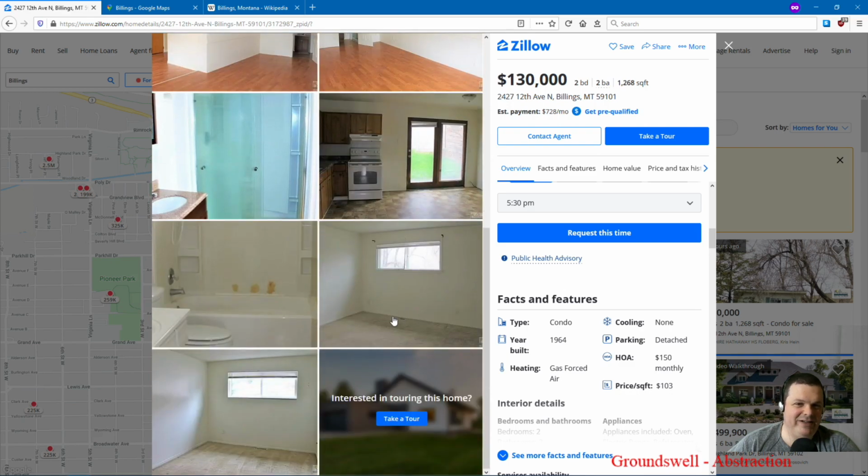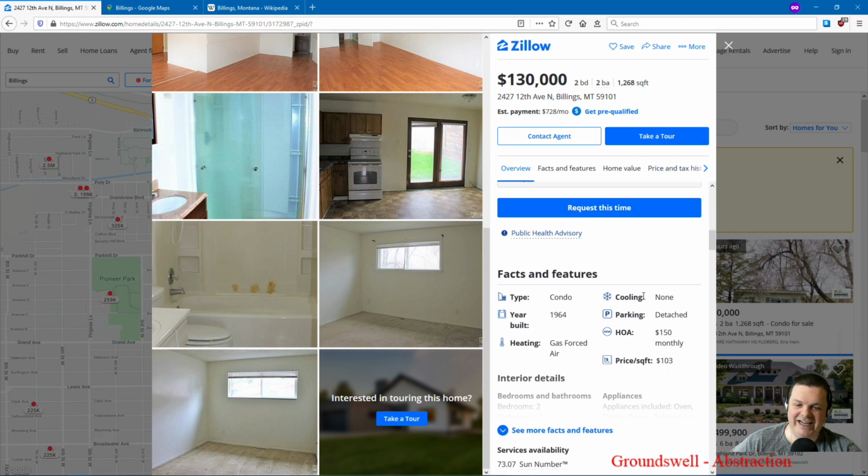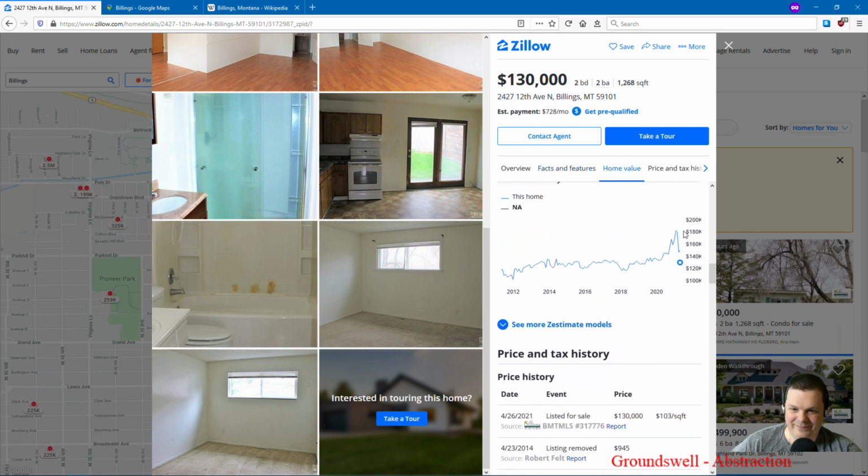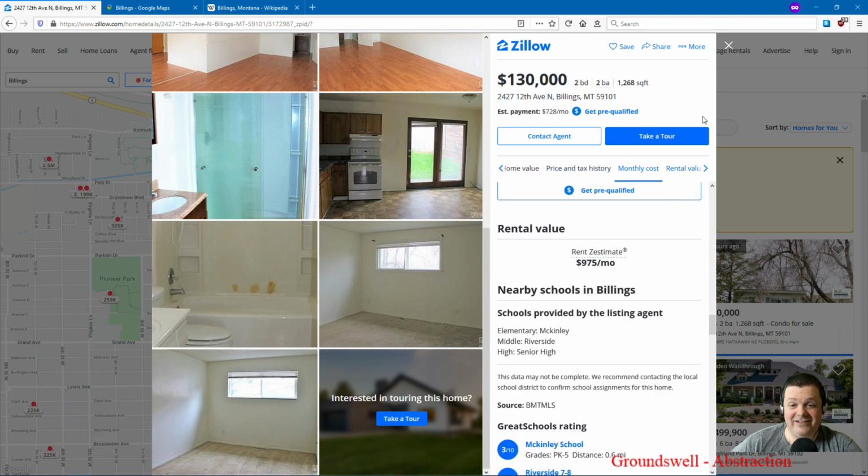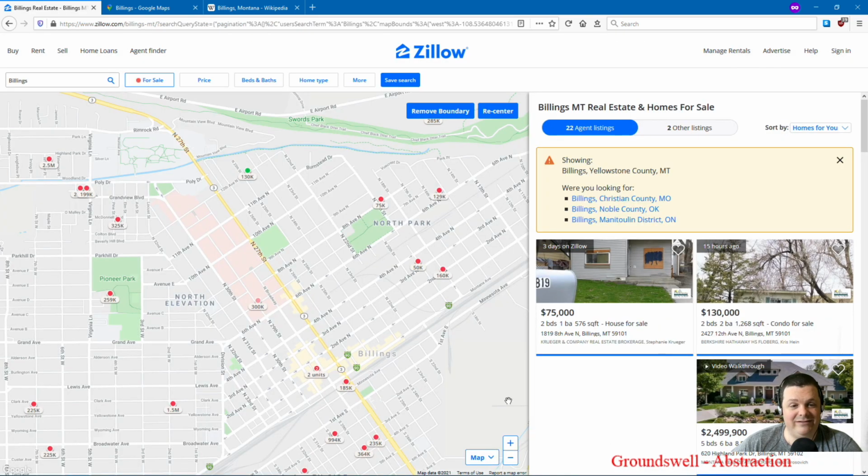It's weird. I mean, if you're looking for an entry-level house in Billings, maybe it'd be a value. If you talk them down another 20K, they've already dropped the value 50K in the last 2 months. So if you can talk them down to $110,000, maybe you can go somewhere with it. Maybe you can tear it down and build a new one.